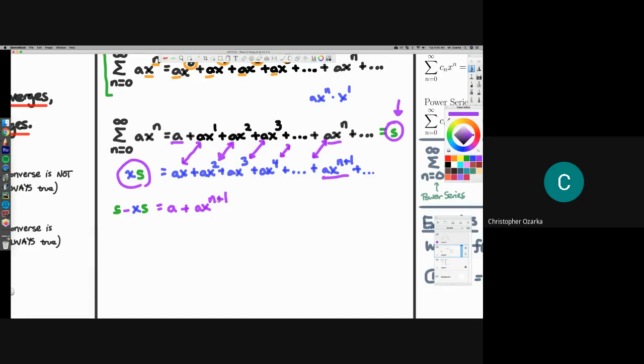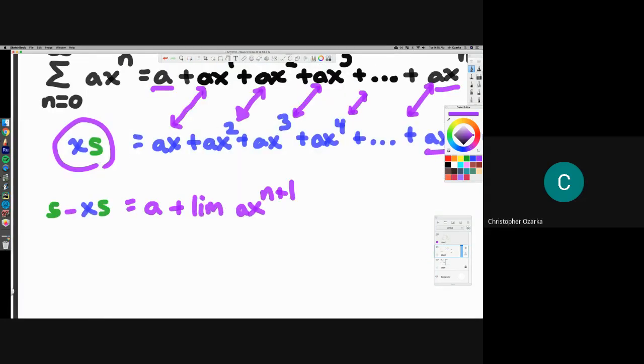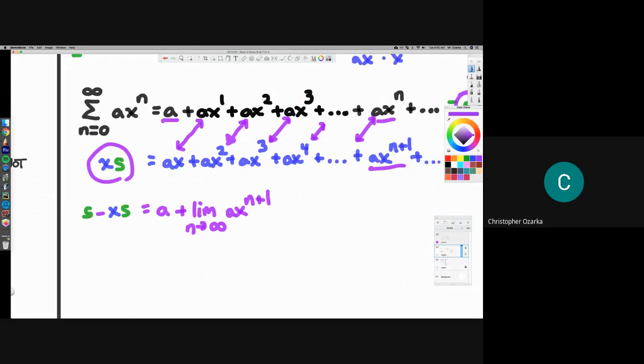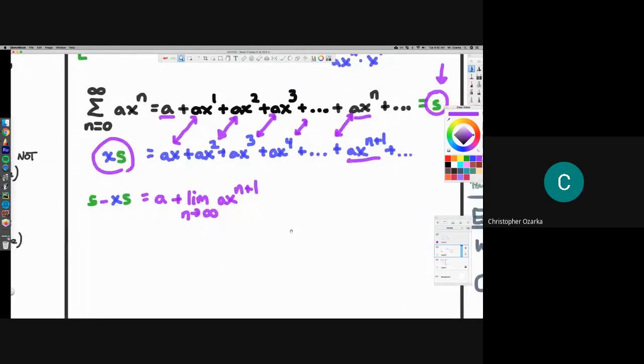Is everyone with me on how I got that? Now, N is still going to infinity, so really I wrote this wrong. Let me move this over really quick. I should have had a limit in there, so that's embarrassing. So the limit as N approaches infinity. Otherwise, I just have an N sitting there coming out of nowhere. That doesn't make any sense. The A is constant. The X and the S are defined. So that's what that is.